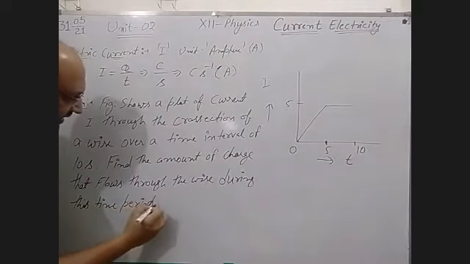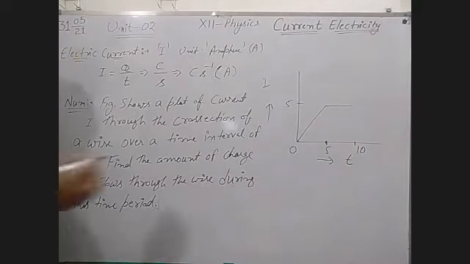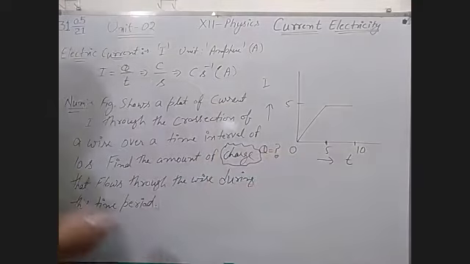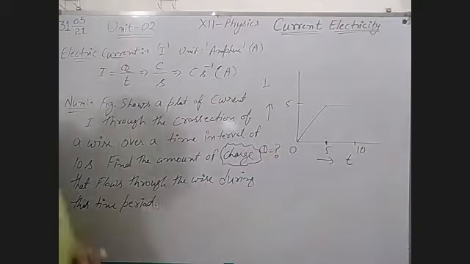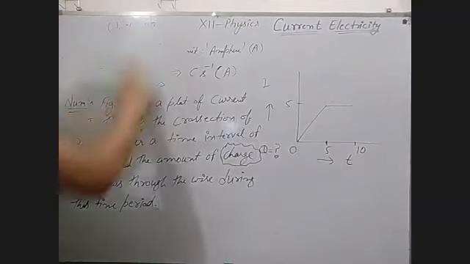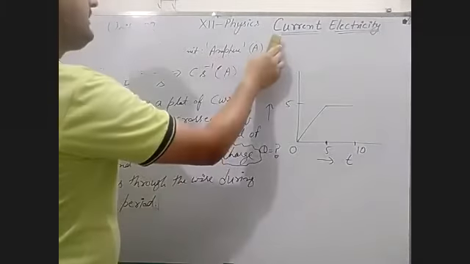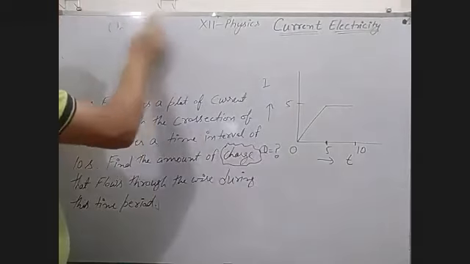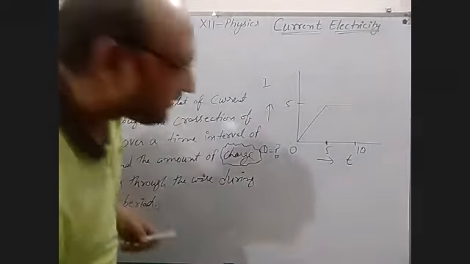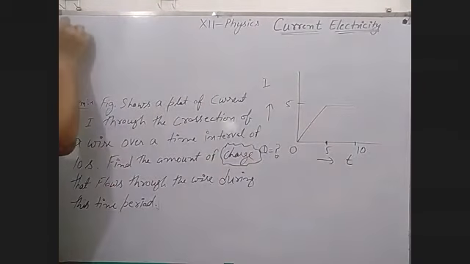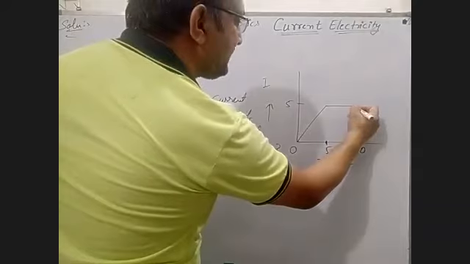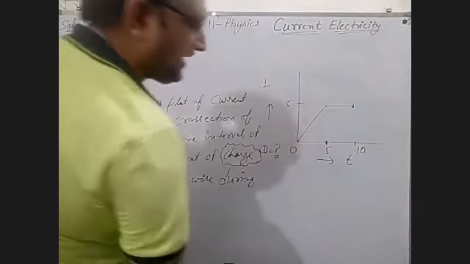The graph is given and we have to calculate the value of charge, meaning Q, in this. Now how can you solve this? In this graph, I and T, there are two axes. Solution: I and T, and this graph for 10 seconds is represented by this line.